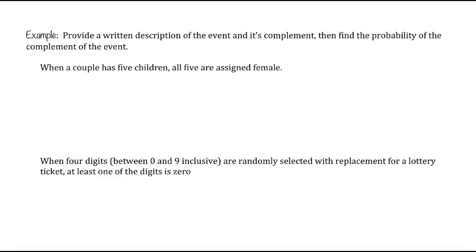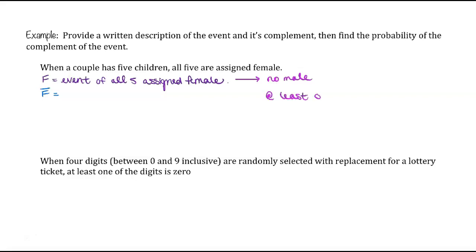Our first event is the idea that a couple has 5 children and all 5 are assigned female. Let's label this event capital F, and we'll describe it as the event of all 5 being assigned female. Based on that, let's think through what the complement of F would be. Having all 5 children be assigned female can also be thought of as no male. And the complement of not having any children assigned male would be having at least one assigned male. Using our language for event F, we can express the complement of F as the event of having at least one not assigned female.